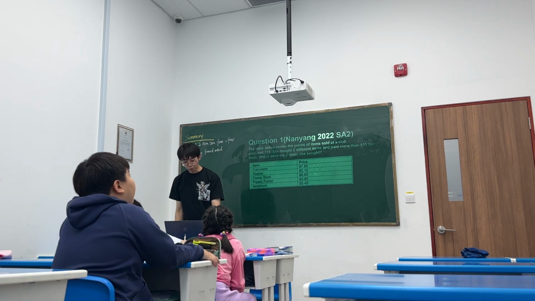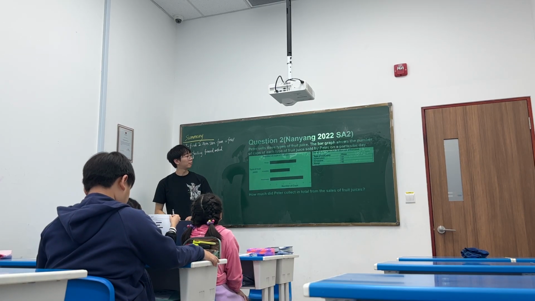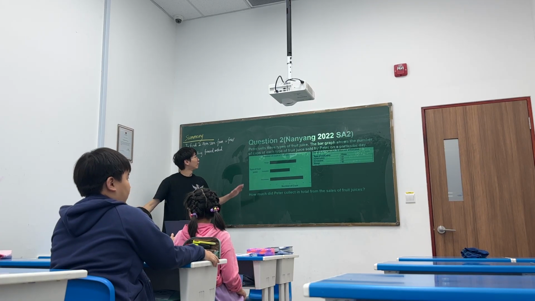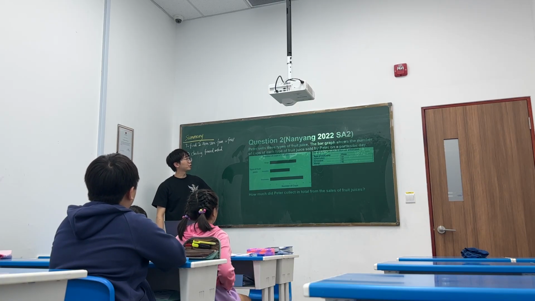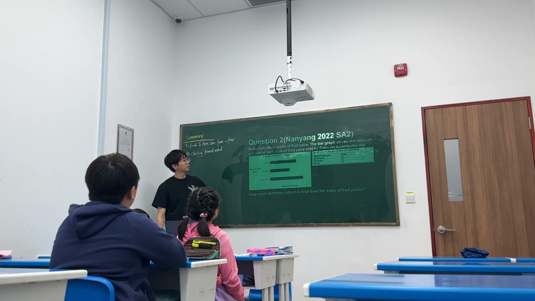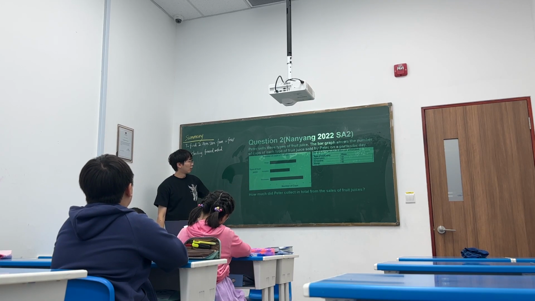Alright, let's move on to question 2. Finish about the table, let's take a look at the bar graph. Okay, so first of all, it says that Peter sells 3 types of fruit juice. The bar graph shows the number of cups of each type of fruit juice sold by Peter on a particular day. Alright, now let's try to understand this bar graph.